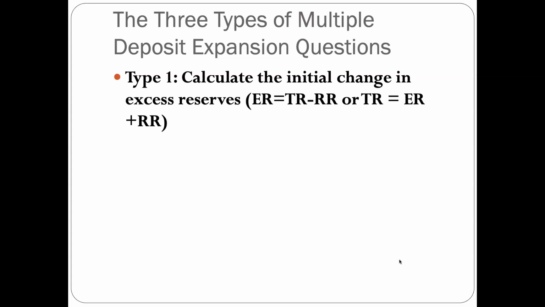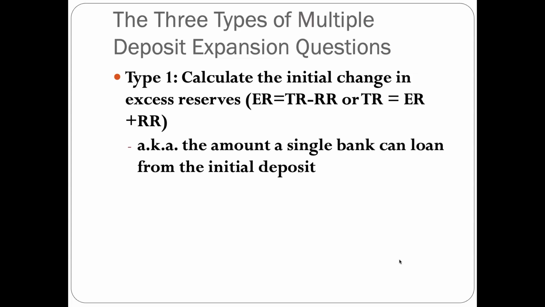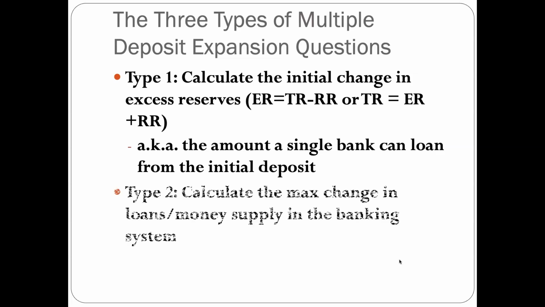So type 1 is we're going to calculate the initial change in excess reserves. So excess reserves is equal to total reserves minus required reserves, or total reserves is equal to excess reserves plus required reserves. So this is basically the amount a single bank can loan from an initial deposit.